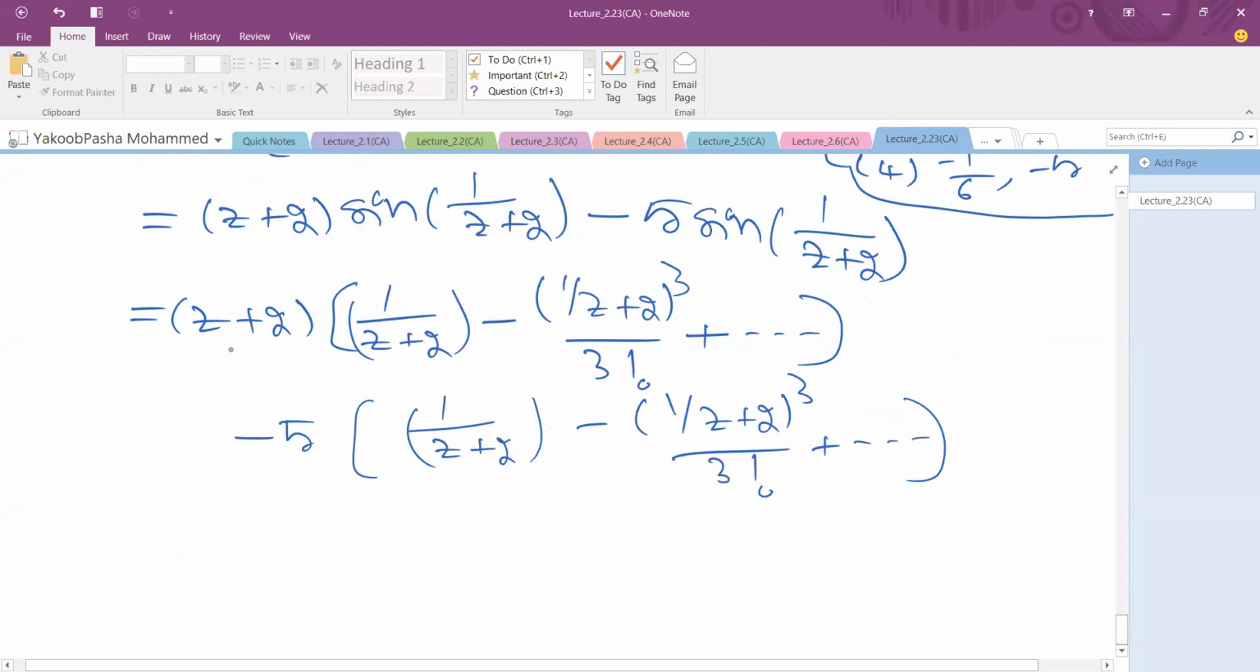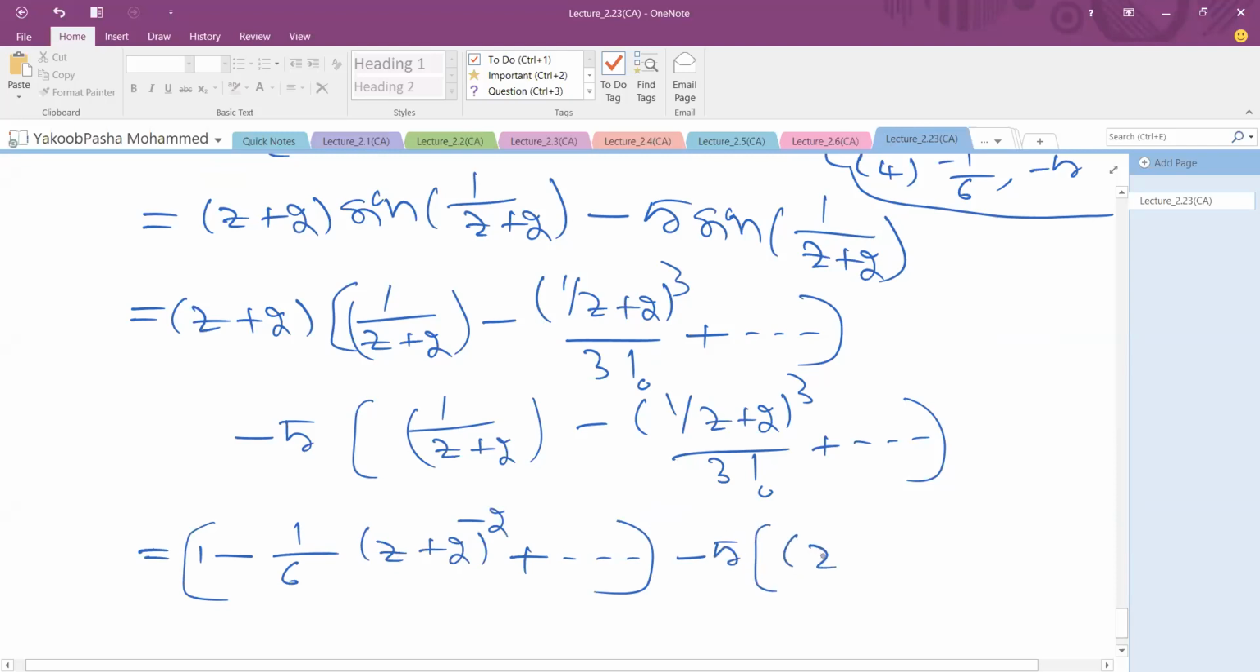Now we can multiply here with the z plus 2. First term is 1. Here the second term 1 by 6 into z plus 2 whole to the power of minus 2, since the cube is in the denominator and the numerator has 1, plus and so on. This is the first term. Minus 5 into here z plus 2 whole to the power of minus 1. Here 1 by 6 into z plus 2 whole to the power of minus 3 plus and so on.